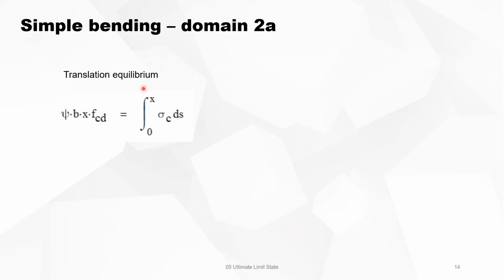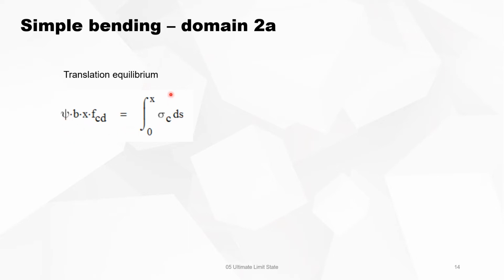For a translation equilibrium, then it's simple. It is the rectangular section: x times FCD times the width of the section. So that's the whole rectangular section, but we have not the whole section, we have a portion of it, so we use the filling coefficient psi. That's in fact by definition. We are looking for the psi coefficient.